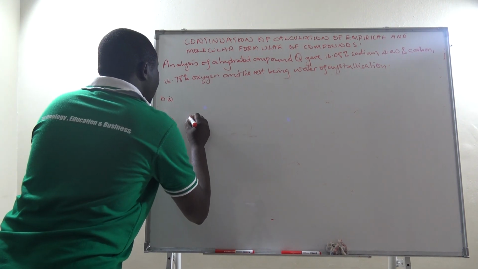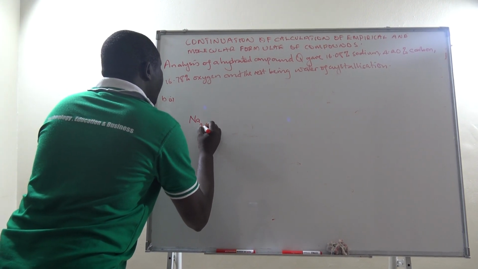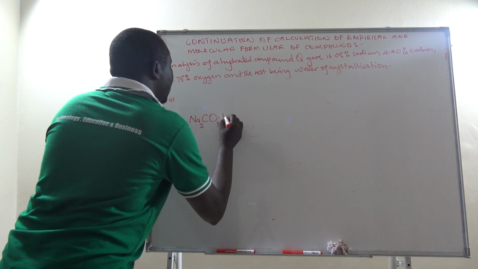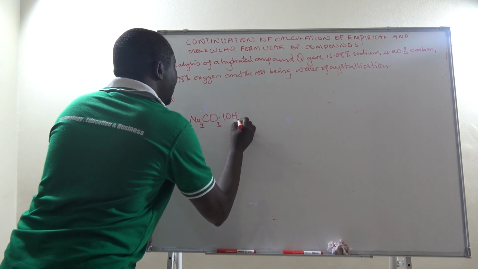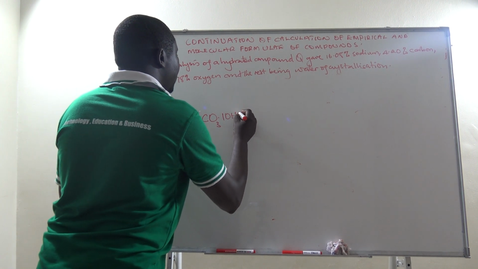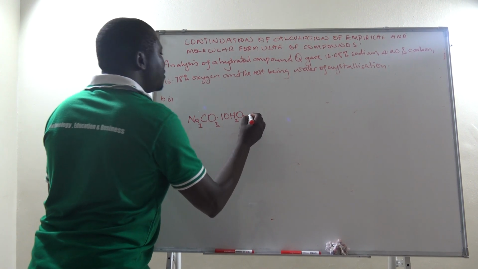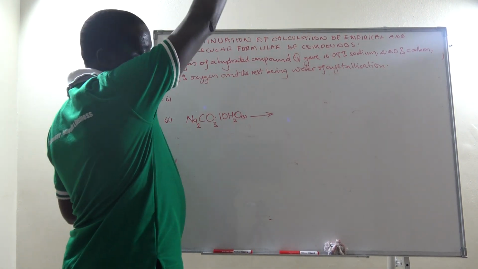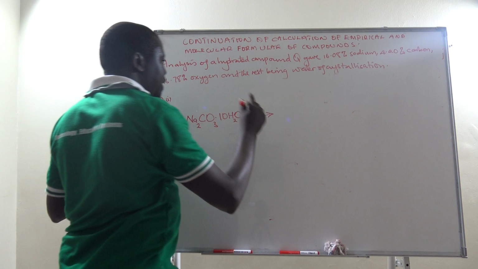So our equation is the sodium carbonate. This is our simplest formula, 10 water. That is sodium carbonate decahydrate. It is a solid. When you leave it exposed in air, we see that it starts losing its water of crystallization freely to the atmosphere.